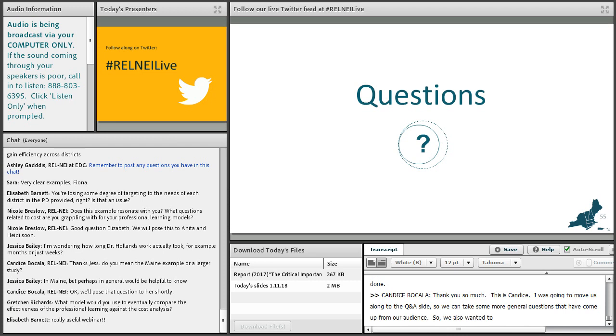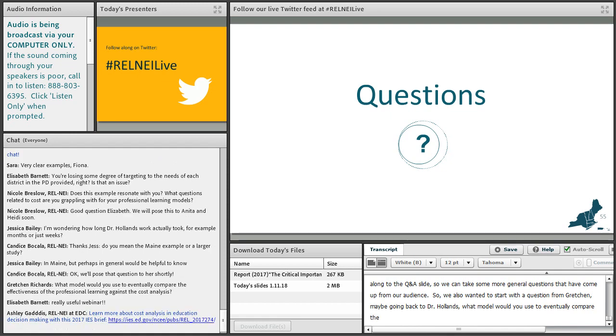So we also wanted to start with a question from Gretchen. Maybe going back to Dr. Hollands, what model would you use to essentially compare the effectiveness of the professional learning against the cost analysis?